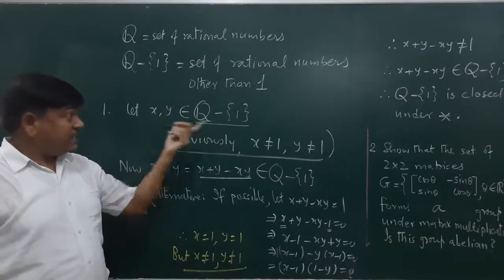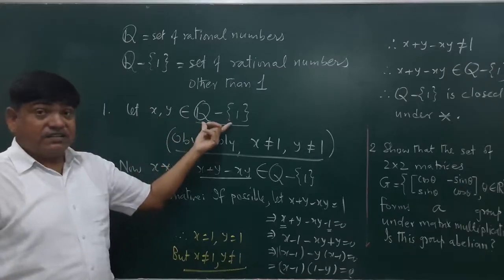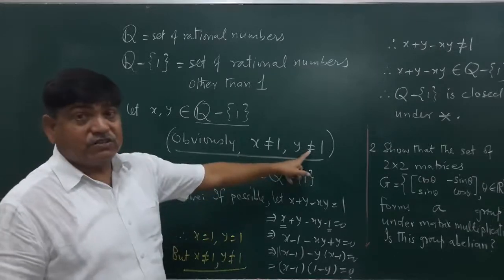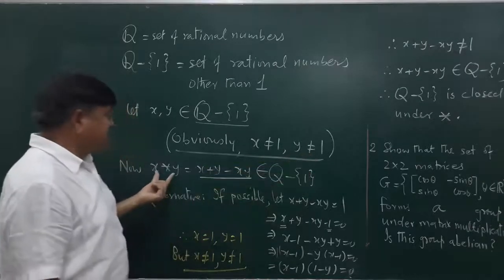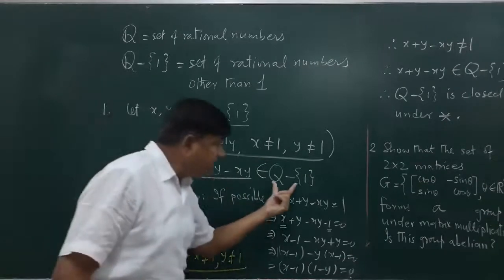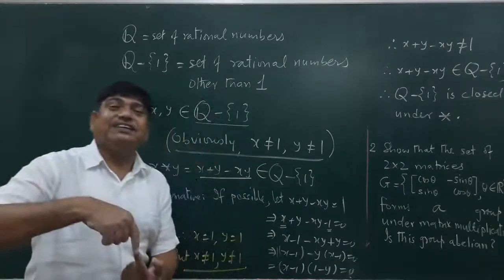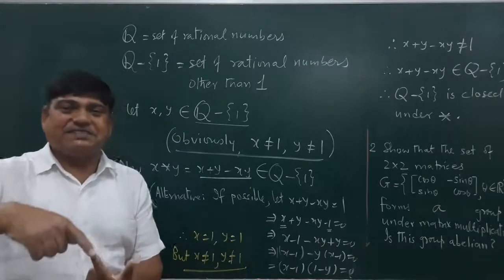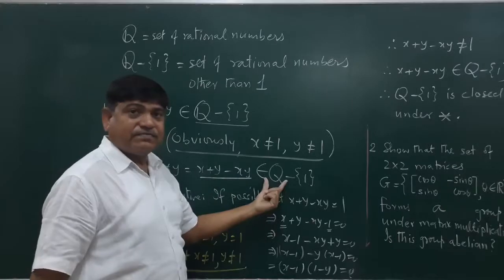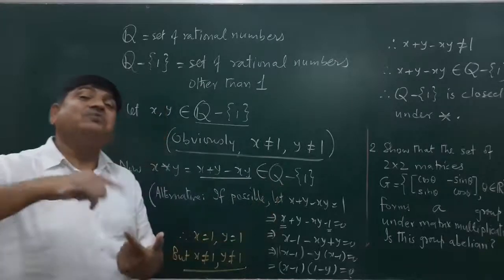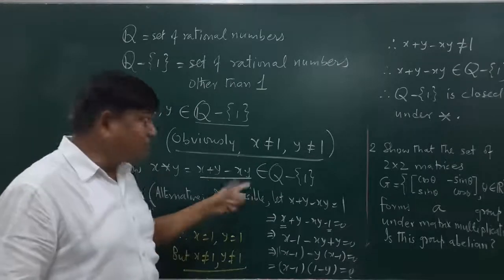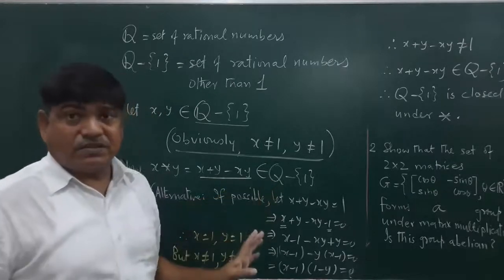But what is their nature? In this set, 1 should not be present. x is not equal to 1, y is not equal to 1. Then operate, here is the operation, the answer is this. Is it in this set? This is what we have to prove, because it is an infinite set. Is this a member of this set? Then take the reverse example. This should not be 1. If it is not 1, it will be a member of the set, otherwise it will not.